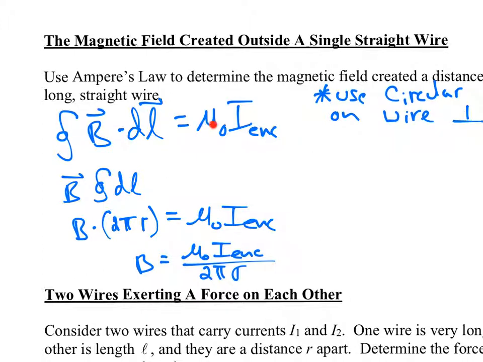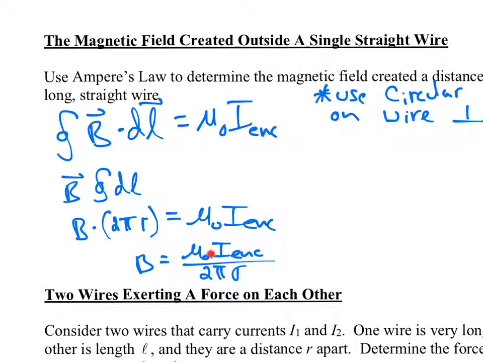That's equal to mu naught times I enclosed. Because this dot product is maximized because of the parallel nature of B and dL, they're always at 0 degrees to each other. This is a constant, it factors out. This is the length of our loop, which is just the circumference, 2 pi r. Now we just divide and we get B.